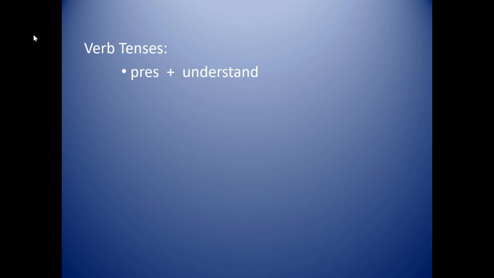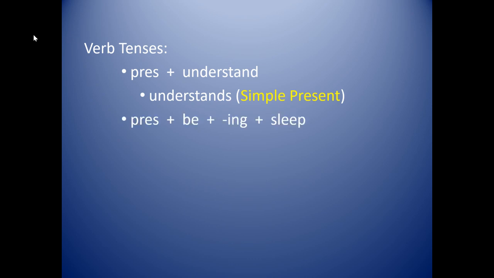So, take a look at our first example, which was the present plus understand, which should give us the word understand or understands, with or without the S. We call this the simple present. So, we're simply going to take this answer and then attribute it to a particular time in our timeline, and we're going to come back to that. But it is called the simple present.